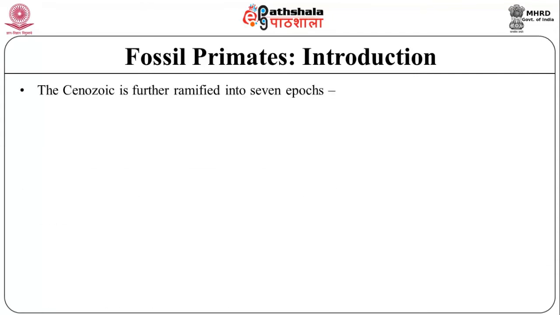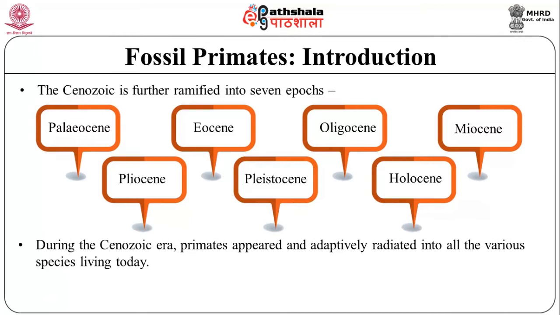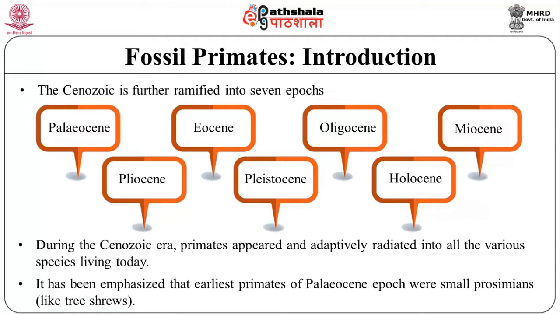The Cenozoic is further divided into the epochs Paleocene, Eocene, Oligocene, Miocene, Pliocene, Pleistocene, and Holocene. During the Cenozoic era, primates appeared and adaptively radiated into all the various species living today. It has been emphasized that the earliest primates of the Paleocene epoch were small prosimians like tree shrews.